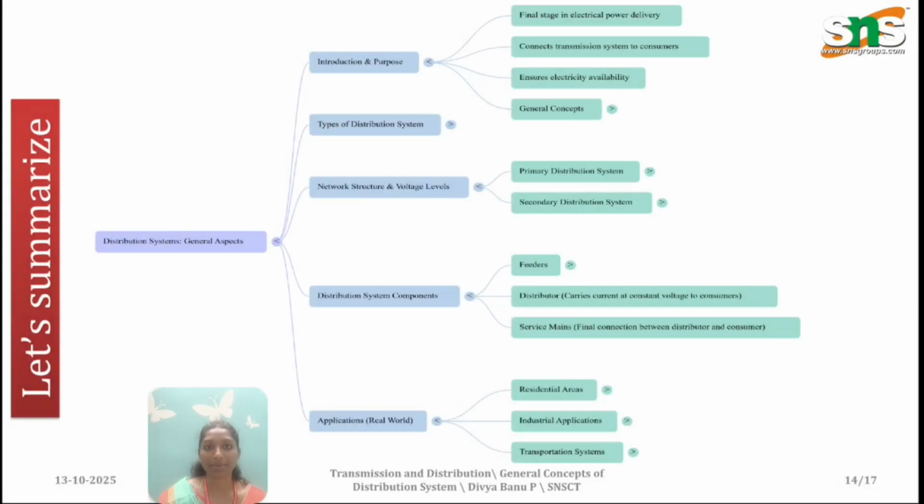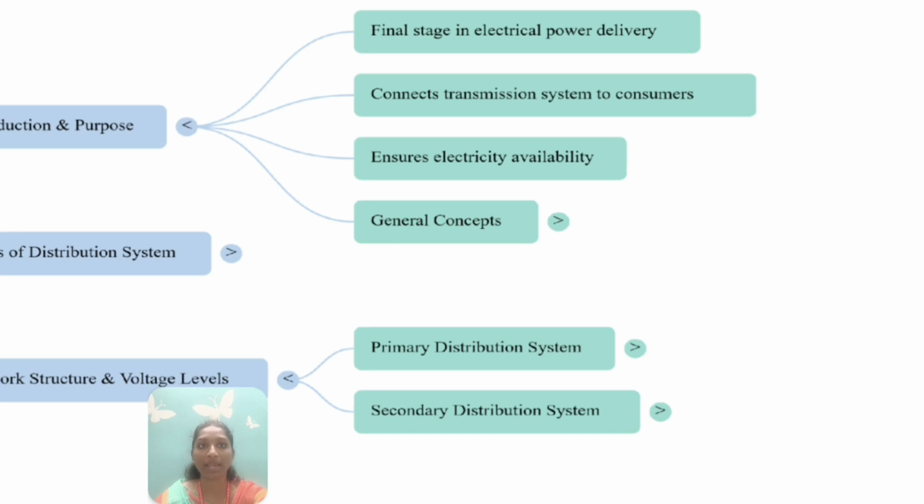So now let's summarize. In this video, we have discussed the general aspects of the distribution system. We had an introduction and purpose, and we learned about the types of distribution systems and how the distribution is made, and we learned about the distribution system components, and we discussed something about the voltage levels. So this is the mind map for what we have already learnt.